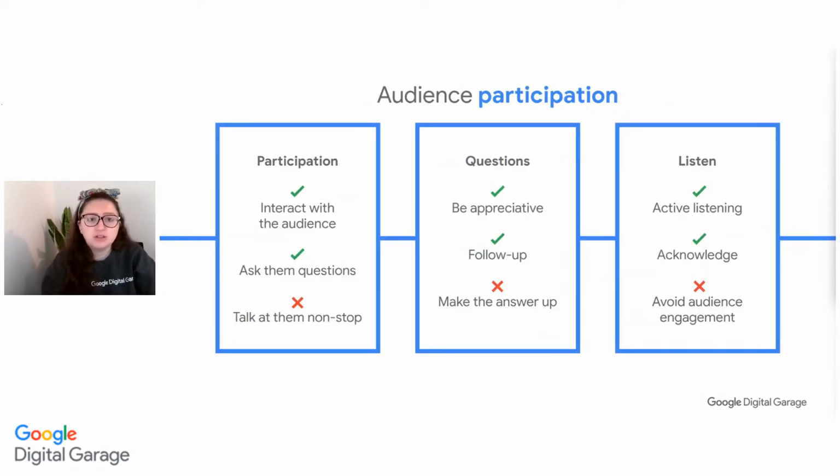Audience participation is really important as well. Make sure you're interacting with your audience, no matter how big or small they are. There's different ways that you can interact. With large groups, you might do things like show of hands. With smaller groups, you might ask questions to specific parts of the room. So really start to think about how you can interact with your audience, ask them questions, get them involved, because we don't want to talk at them non-stop.